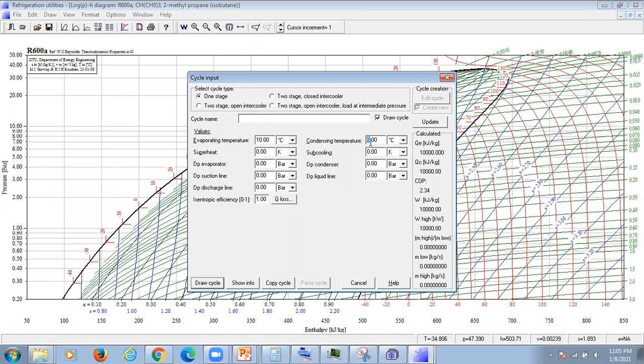Condenser 45. Superheat 10. Degree of superheat, it's a difference only, T1 minus T1 dash. Subcooling 0. I will do some updates. See, the values are automatically calculated.